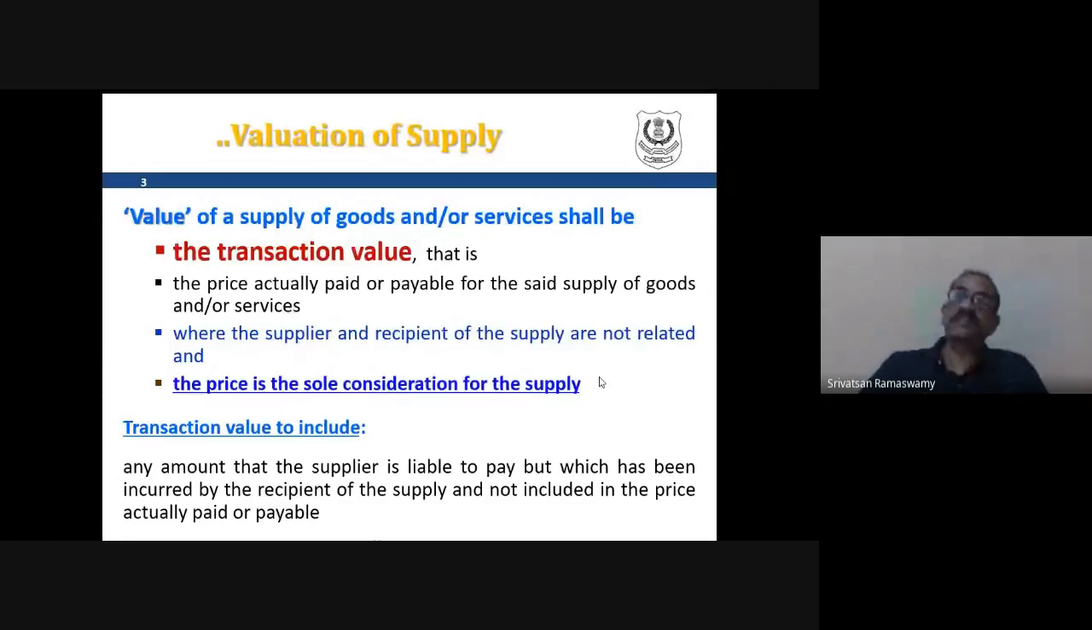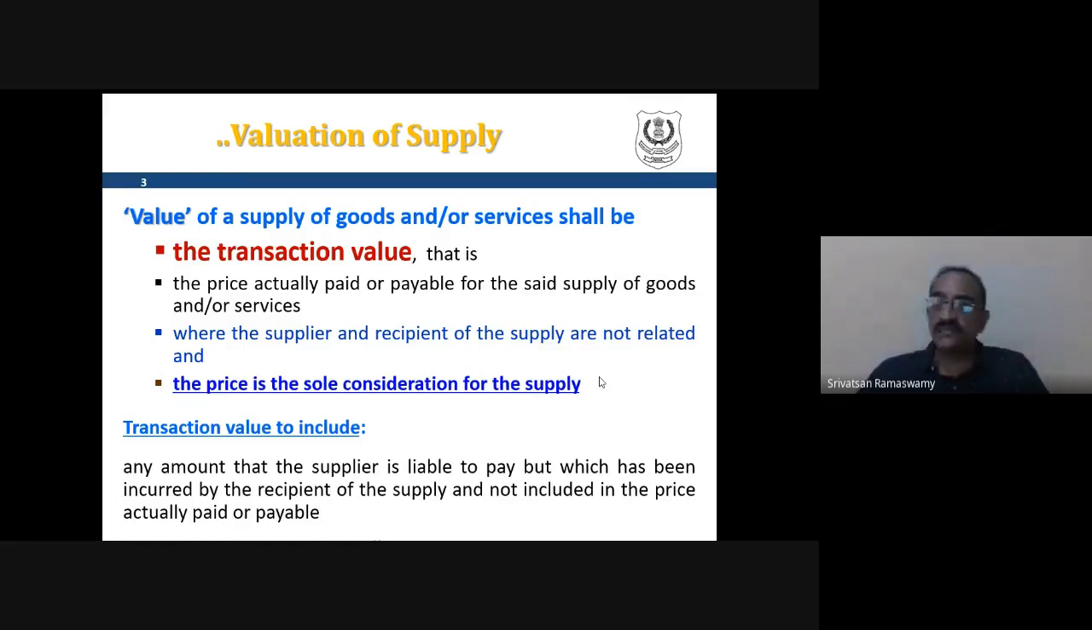And whenever a transaction happens between two related persons, the price actually paid or payable need not be the transaction value. So in that situation, we will have to resort to the valuation rules. I will be explaining that a little later. And the third one is that the price should be the sole consideration for supply.